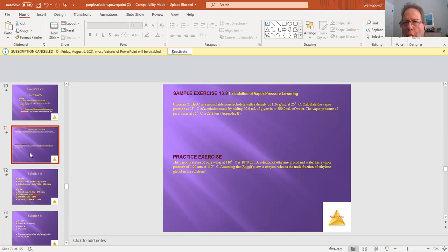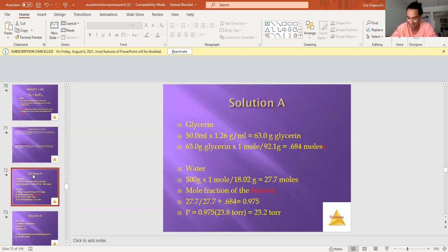Remember, we want the mole fraction. From grams, we need to find the molar mass for glycerin, which is 48 and 8 is 56, and 56 and 36 is somewhere around 92. Okay, I'm gonna trust you on that. Don't ever trust me on that. Actually, it's 92.1. Okay. So basically, I've got 63.0 grams of glycerin divided by 92.1. I got 0.684 moles of glycerin.